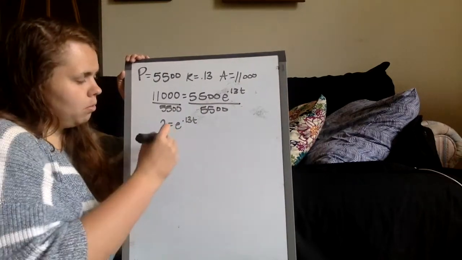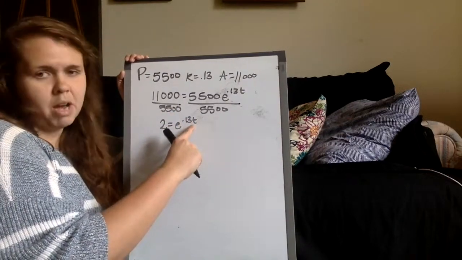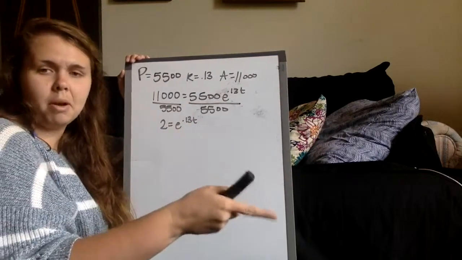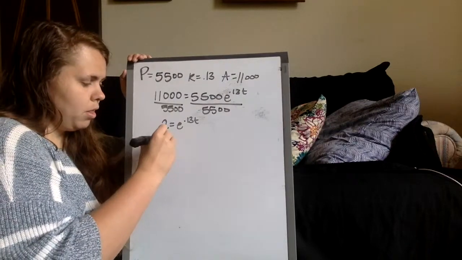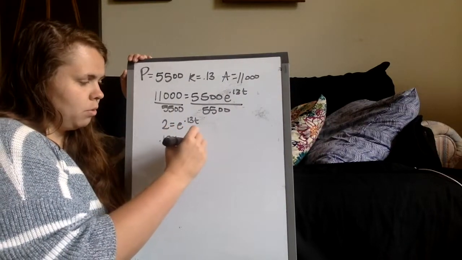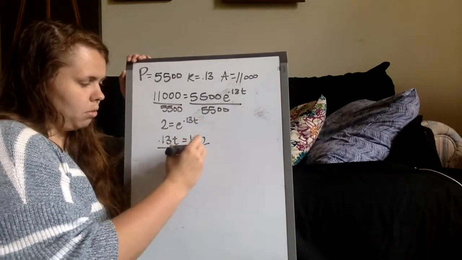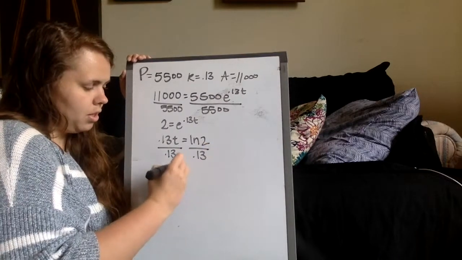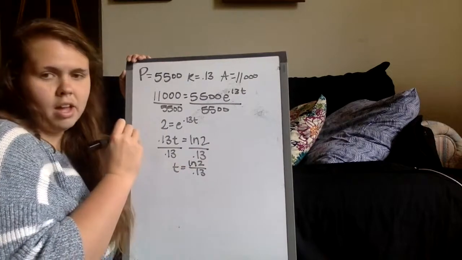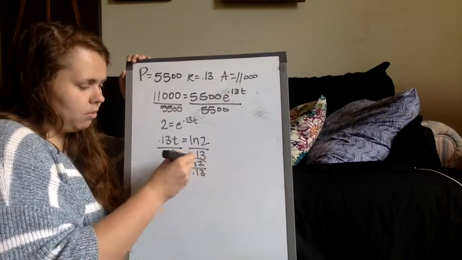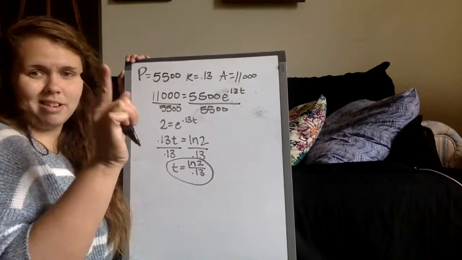So then from there, we need to rewrite this because right now our t is in the power, and the only way we can solve for the power is using a logarithmic function. So that means we're going to have 0.13t equals the ln of 2, and divide both sides by 0.13. So we get t equals the ln of 2 divided by 0.13, and you can use your calculator to figure that out. So that's our answer for the first one. Alright?